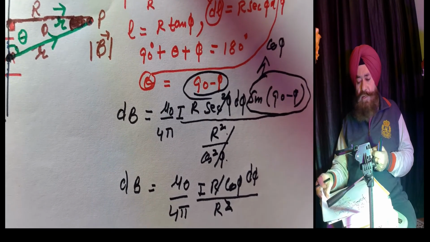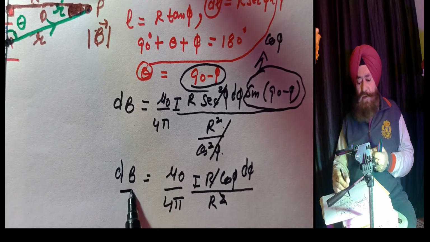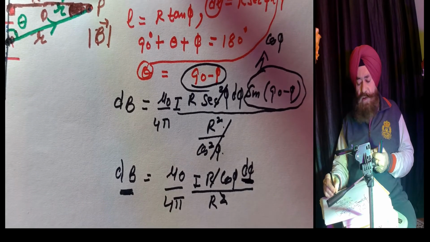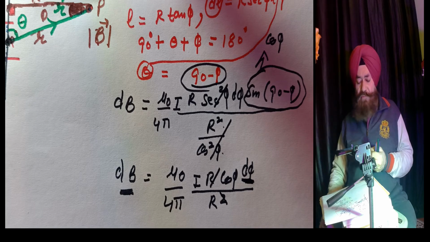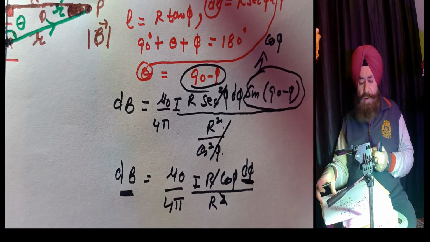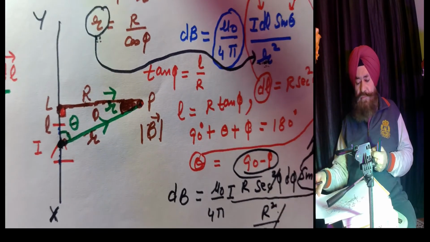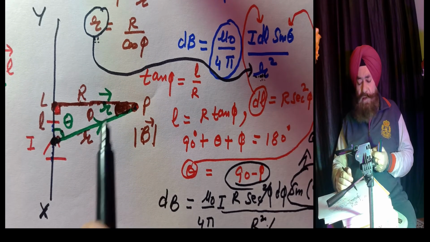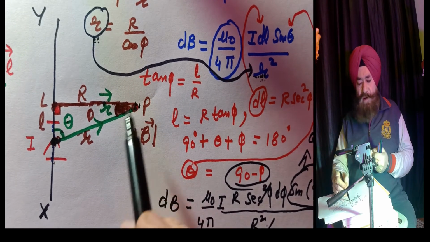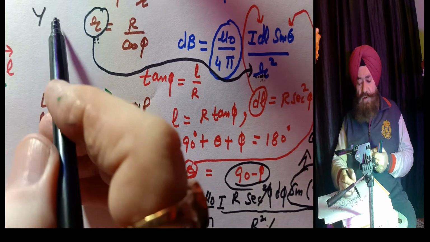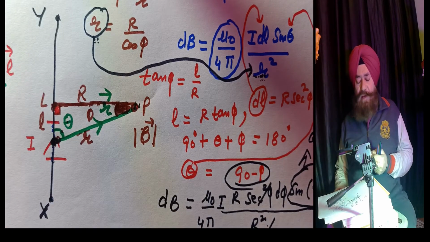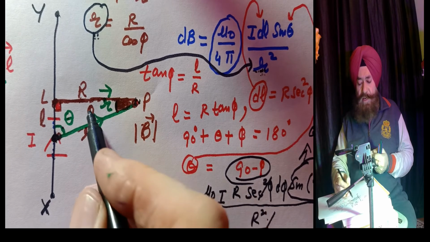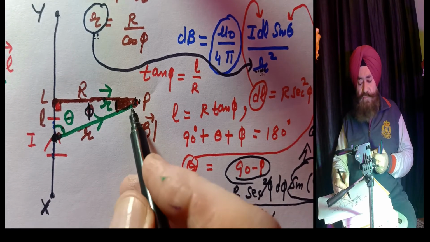Now this is a small magnetic field because of this small angle d phi. Now I am interested in the magnetic field here because of the length x to y. Look, this angle is phi.